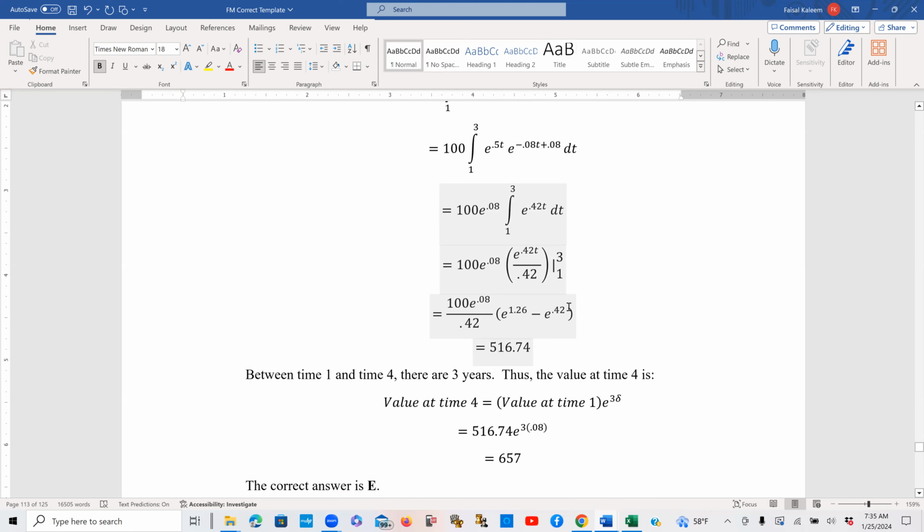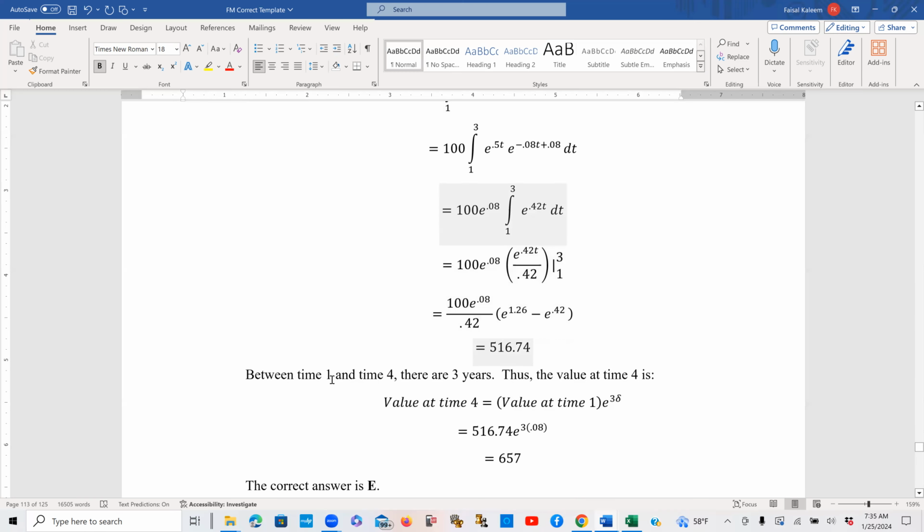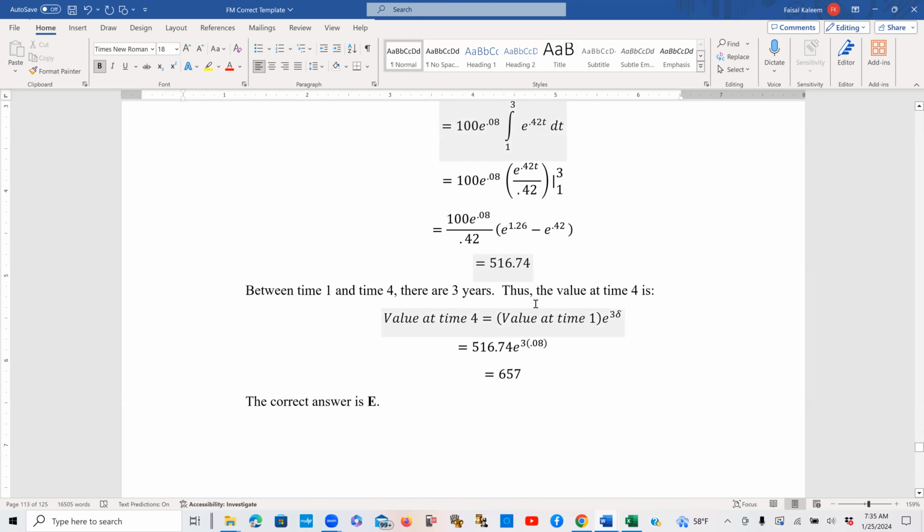And we needed the value at time 4. If you go back to the problem, the value was needed at time 4, and between time 1 and time 4 there are 3 years. So we have the value at time 1. The value at time 4 will be the value at time 1 times e^(3 delta), because here it's just a simple moving of a value from one time to another.